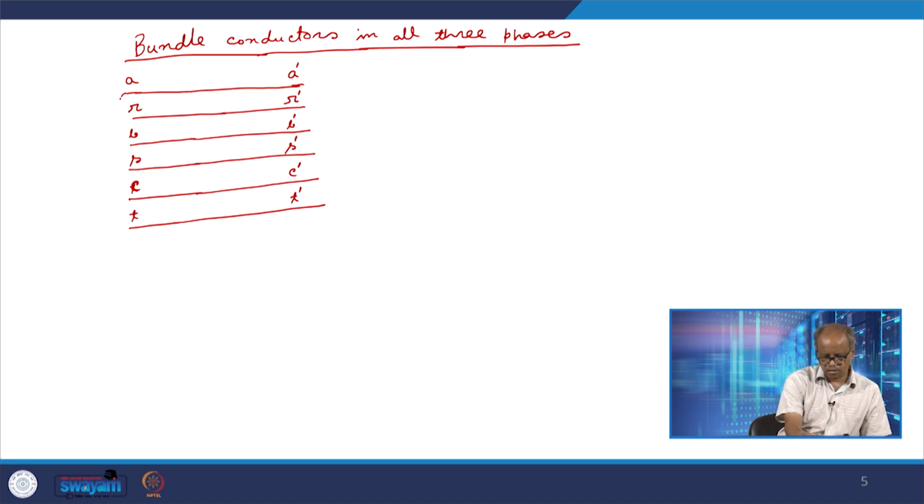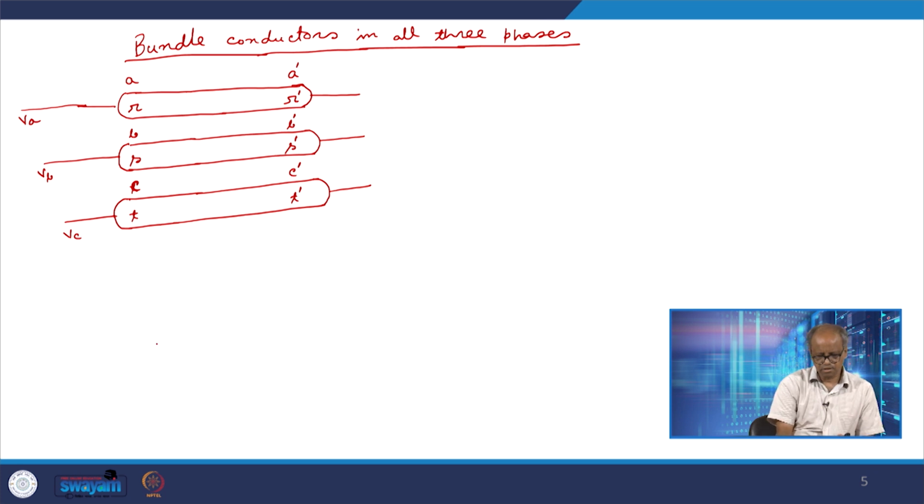And these two conductors in parallel constitute phase A. Conductors B and S in parallel constitute phase B. Conductors C and T in parallel constitute phase C. And of course this is VA, this is VB, this is VC, with respect to the local ground. So now there are actually 6 conductors, 1, 2, 3, 4, 5, 6.